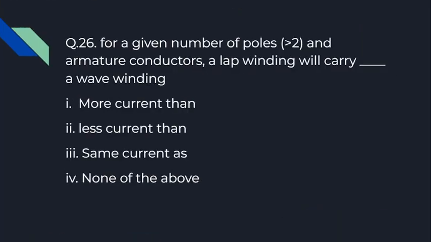For a given number of poles, more than 2, and armature conductors, a lap winding will carry dash a wave winding. So the question looks a bit lengthy, but the concept is simple. If you know the concept, you can easily answer these kinds of questions. The concept is, the current flowing in a lap winding, will it be more or less? That's the question here. Options are more current, less current, same current, and none of the above.